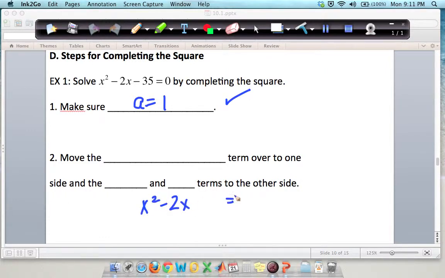Then it said to move the constant term to one side of the equal sign. So that means I would add 35 over to the other side, and I'd have x squared minus 2x equals 35. And notice I leave this space here. This is how I'm going to complete the square later on. So we have x squared minus 2x equals 35.